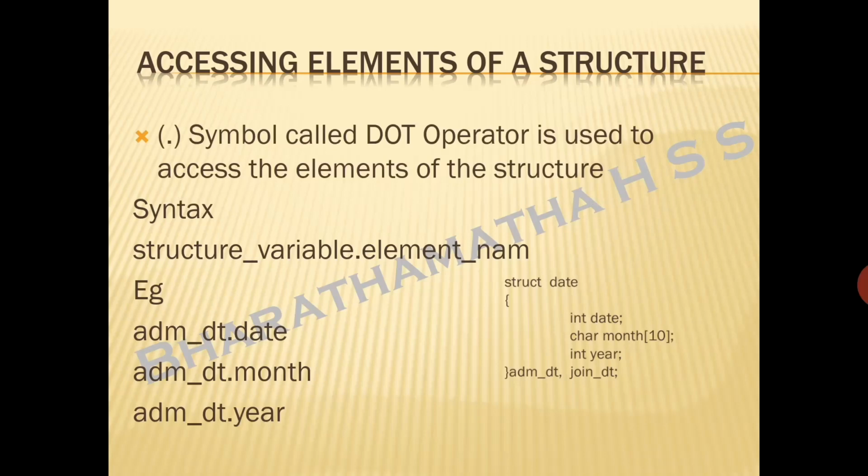Now look into the syntax. Structure variable dot element name. So now come into the example and see. ADMDT dot date, then ADMDT dot month, ADMDT dot year. So this is how we will be able to access the elements of a structure. That is, we access them to input, process or output the values.